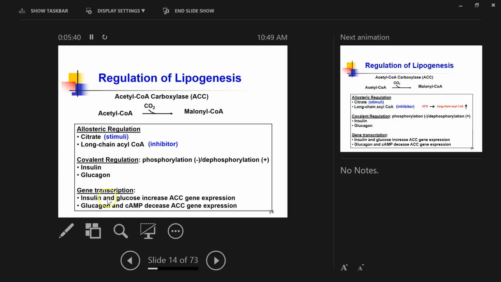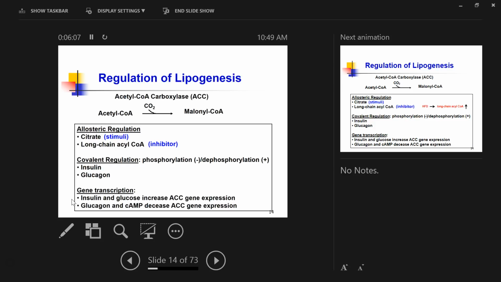And for gene expression, insulin and glucagon can also regulate ACC, but at the gene expression level, not only the activity level. Activity level is regulated by phosphorylation and dephosphorylation, right? And gene expression directly regulates the transcription of this enzyme. So this is number 9.